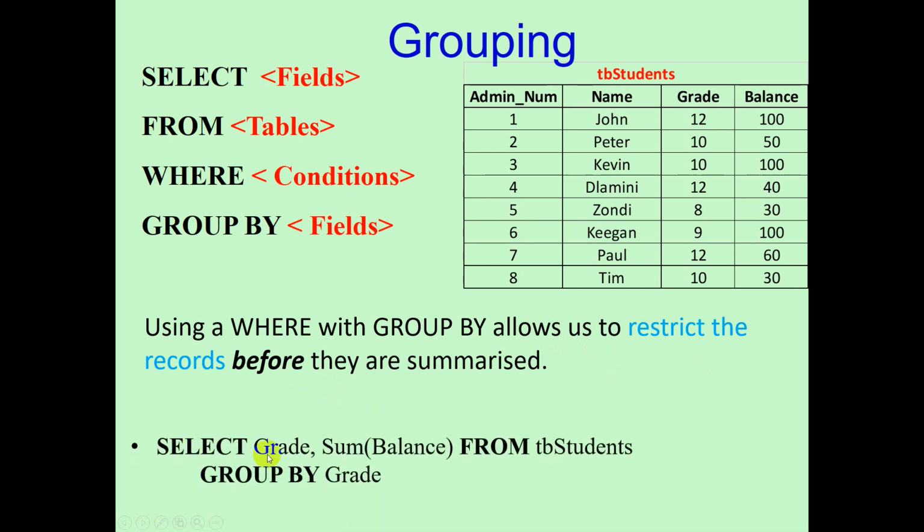So let's look at our first example. If I say select grade, sum of balance from students group by grade, it now will not go and find the sum of the entire table. But because of the group by grade, it will find the sum of all the grade 12s, the sum of the grade 11s, the sum of grade 10, sum of grade 9, and sum of grade 8. So it's finding the sum, but it's grouping it according to grade. So that's very useful in terms of grouping the data and finding the sum pertaining to each grade.